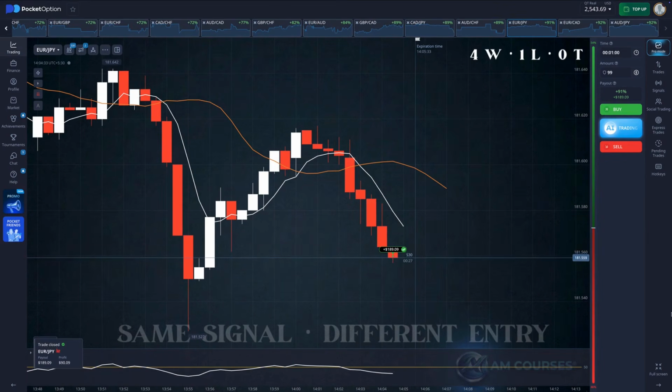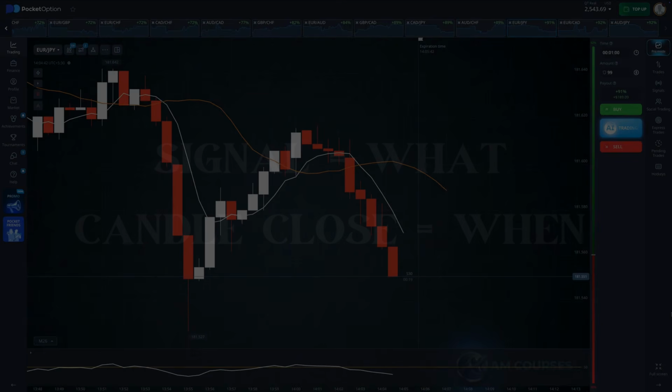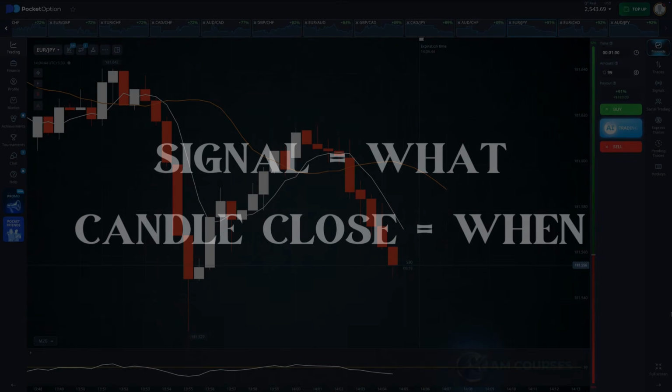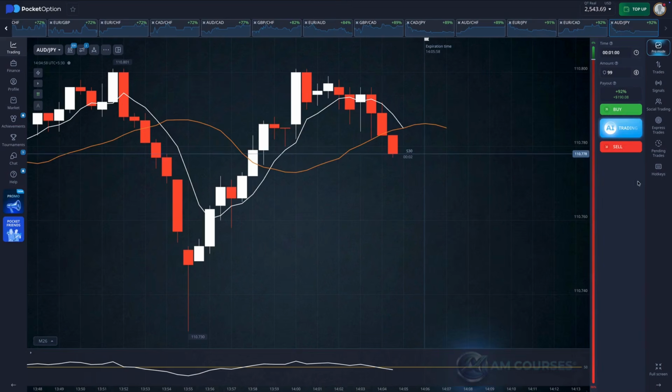Second trade expires. Price kept falling. Full payout. Same pair, same signal, same direction, 26 seconds apart. 1 entry rule. That was the only difference. If you take one thing from this video, take this one. The signal tells you what to do. The candle close tells you when. Most losses on this setup are not bad signals. They are early clicks. Next trade. A sell.